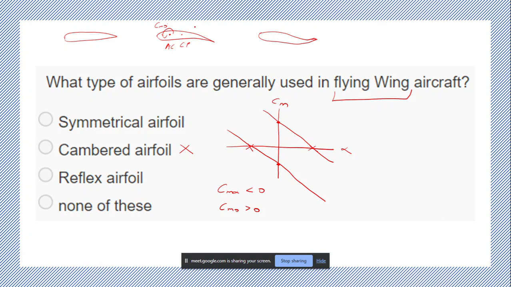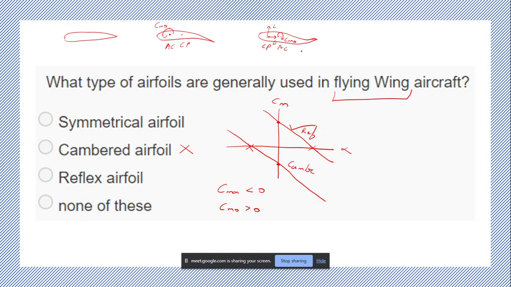This is not desirable, hence we came up with a reflexed airfoil. There is obviously a reduction in lift generation capabilities when compared to the cambered airfoil. But the benefit here is that the center of pressure is ahead of the AC. So this is CP and this is AC. When you transfer the lift and drag forces, you have a positive moment here. Cm naught is positive when you transfer it to the AC. So you have such a curve. This is for reflexed and this is for cambered.